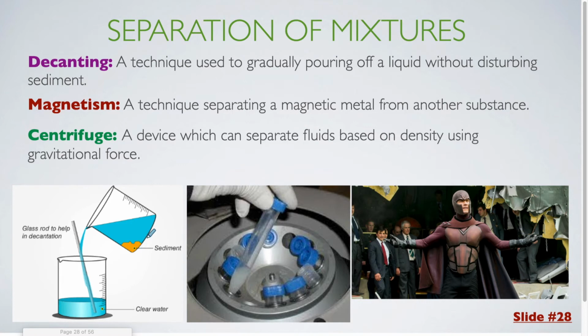Next up, we have magnetism. This is a technique for separating a magnetic metal from any other substance. It's pretty self-explanatory. You've all seen magnetism in action before. And then we have a centrifuge.